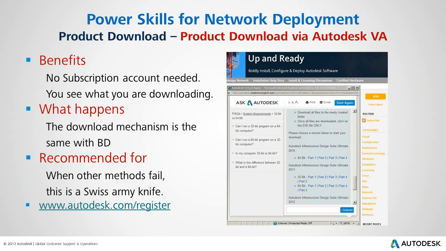Okay, so that's the Autodesk download via virtual agent. The technology behind it is basically the same as the browser download method. It uses the browser's built-in file download mechanism. And the only good thing about downloading a product from the virtual agent is that you do not need a subscription support or any kind of privileged account status. So you can go to the Open Ready Block site or autodesk.com/register and start the virtual agent, such as Ask.